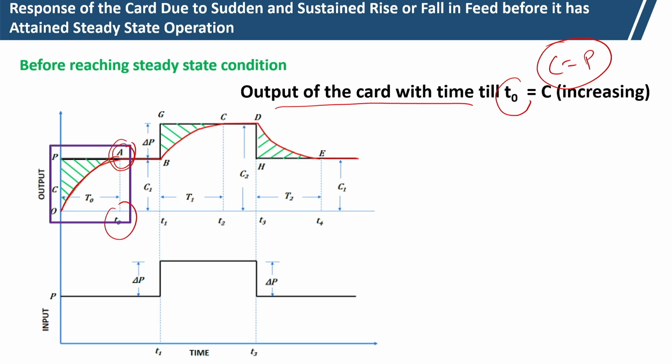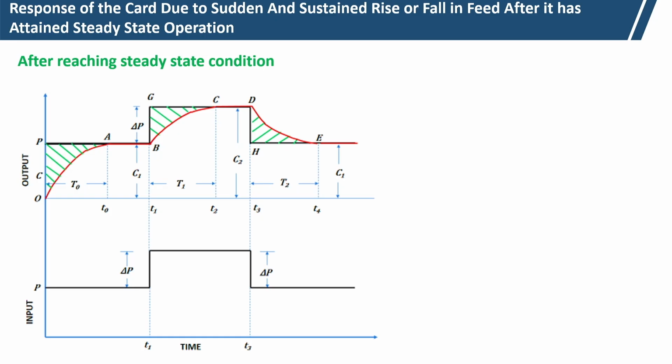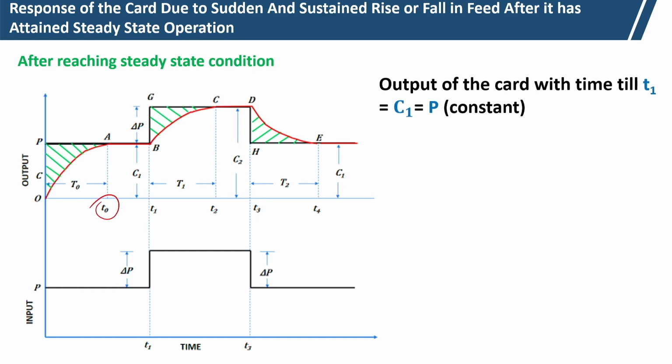Now, in this zone the load is gradually increasing. C is given by the card load. After reaching the steady state condition at time T0, what happens? The output of the card becomes constant till time T1. So the output of the card becomes constant, that is C1, which is equal to P, and that is constant.